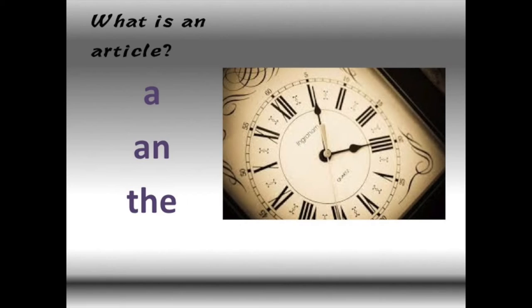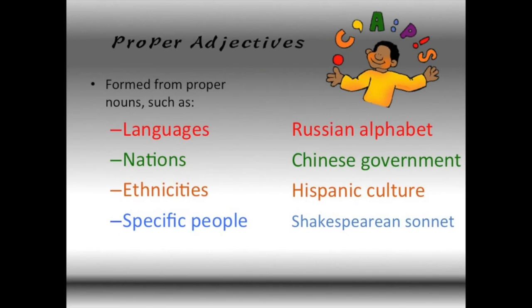A and an are article adjectives that are put in front of nouns to specify that it's a particular noun you're referring to. The is the other article that we use in English. The means that there is a definite or specific noun that you're referring to, perhaps out of a group of many nouns. Let's take a look at some other kinds of adjectives. Another kind of adjective is a proper adjective.